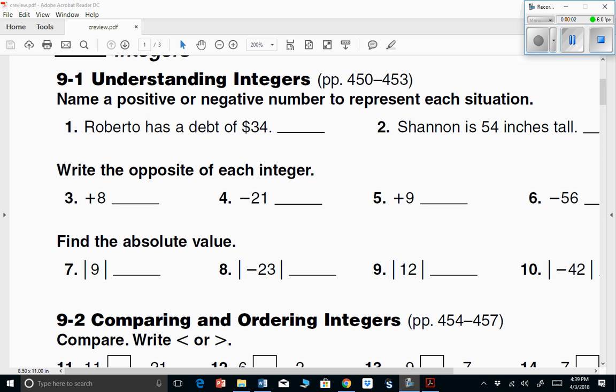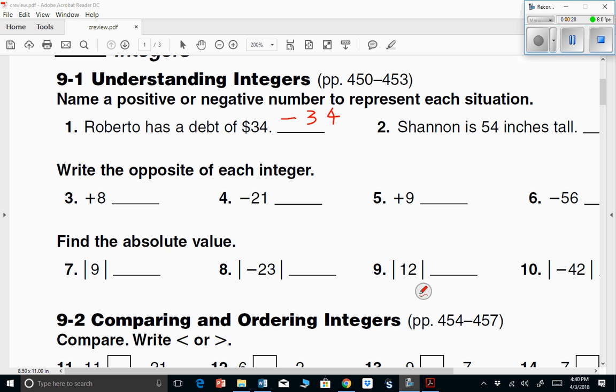This is 6th grade math, chapter 9, review. The first section says to name a positive or negative number to represent each situation. Number 1, Roberto has a debt of $34. A debt would be considered negative, so negative 34 represents that situation.